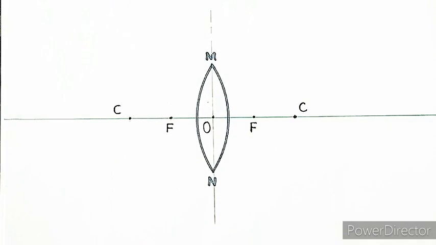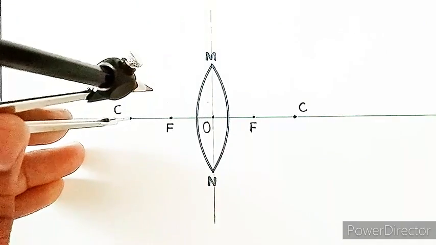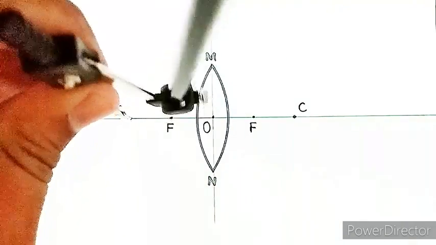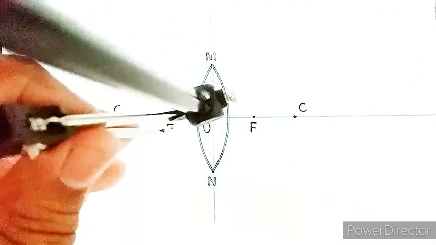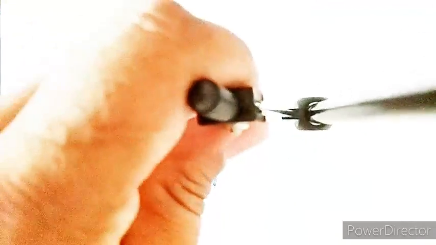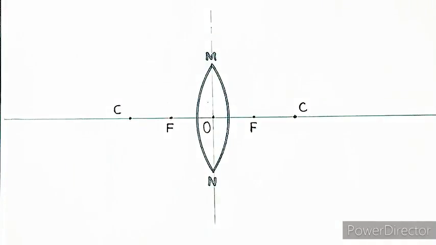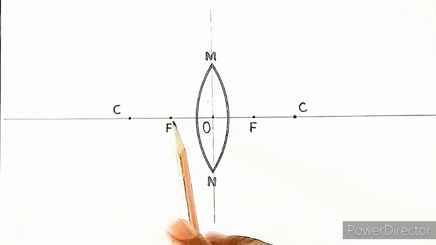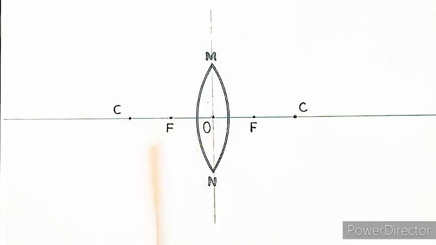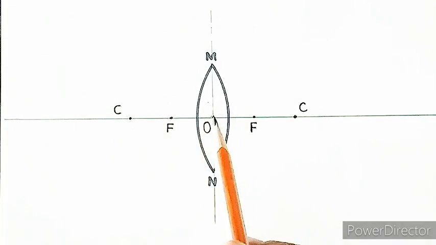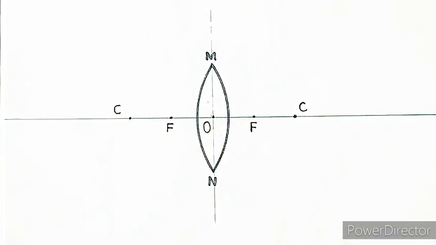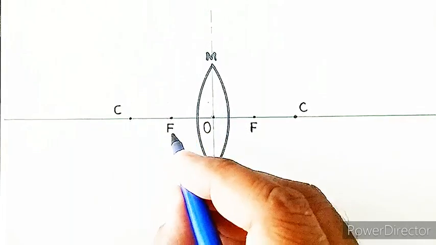That is, you draw a straight line first, and then keeping your compass at C, you take 2 cm and mark this point, then F to O, another 2 cm, then 2 cm. So total you have 1, 2, 3, 4, 5 points. Whereas for the mirror you had only 3 points. Now here both the sides. Now we know that this is the principal focus, this is the center of curvature, and this is the optical center.